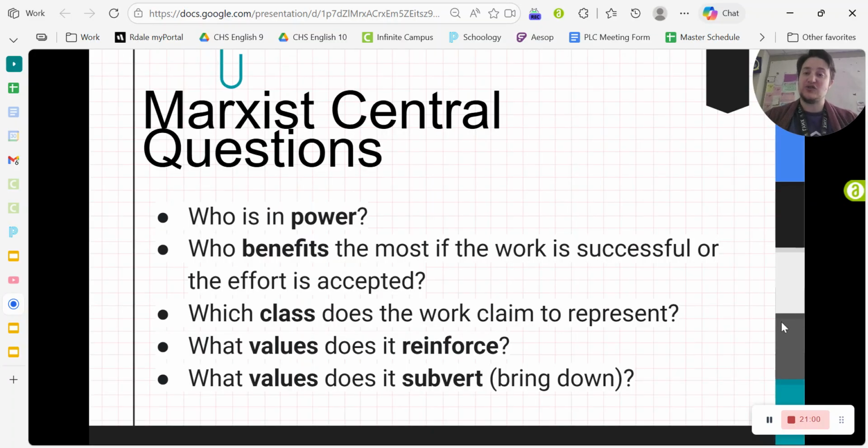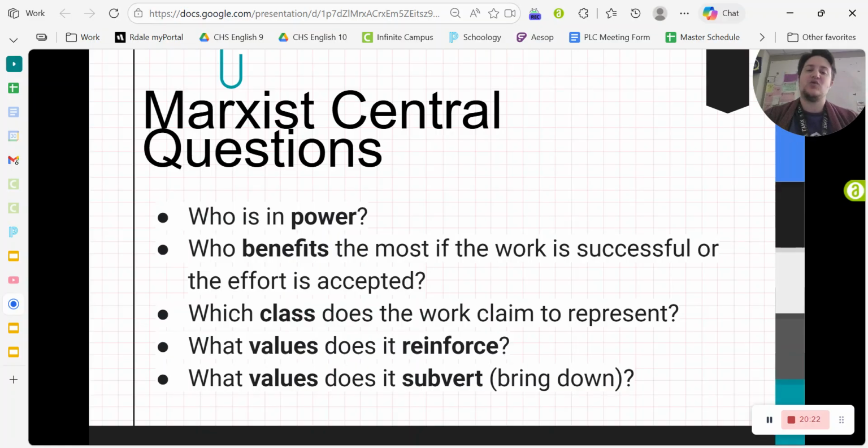So whenever we are trying to apply a Marxist lens to a literary text, whether that is Itsy Bitsy Spider, Of Mice and Men, or whatever story or text you are looking at, there are some central questions that we can ask. One main one is, who is in power? Who has control? Who calls the shots? Related to that, but a little harder to think about, who benefits the most if the work is successful or if the effort is accepted? Is it the workers who are benefiting the most, or is it the bosses who own the company?